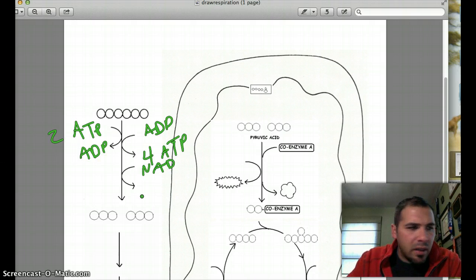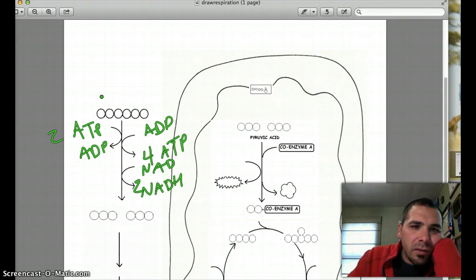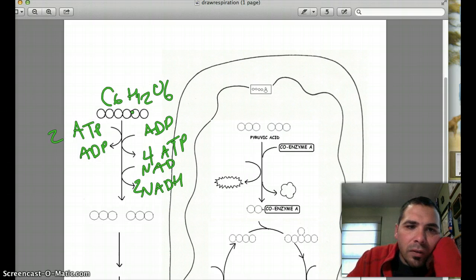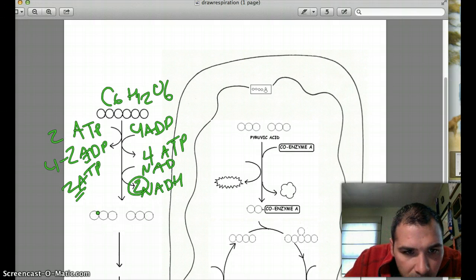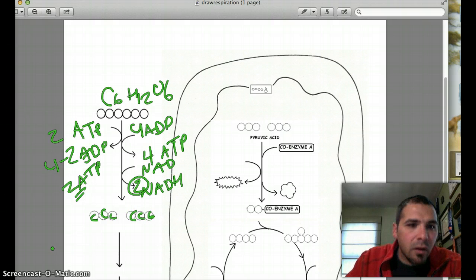NAD becomes NADH, and actually that's 2 of those. So this whole process of glycolysis: taking a glucose, 6 carbon, 2 ATP are used up to form ADP. 4 ADP become 4 ATP, however we used 2, so 4 minus 2 gives you 2 ATP. And we got 2 NADH, these carrier molecules. We're going to split this glucose into 3 carbon molecules called pyruvic acid.